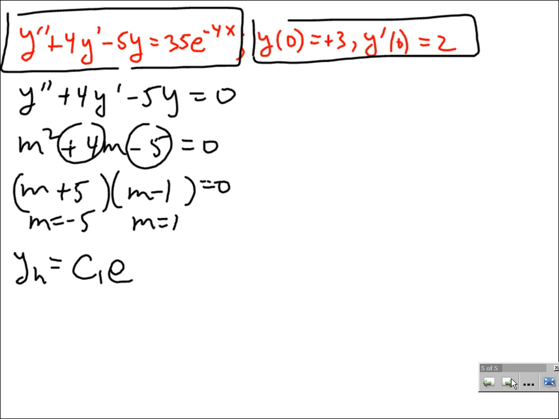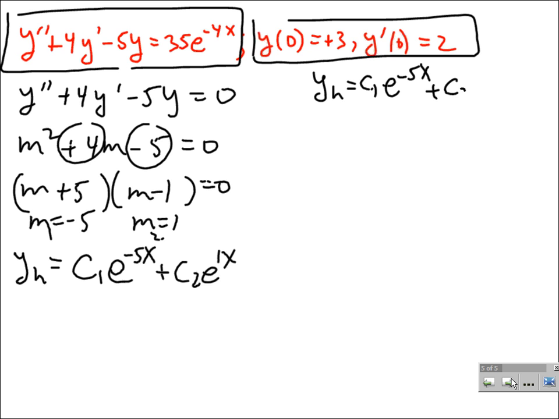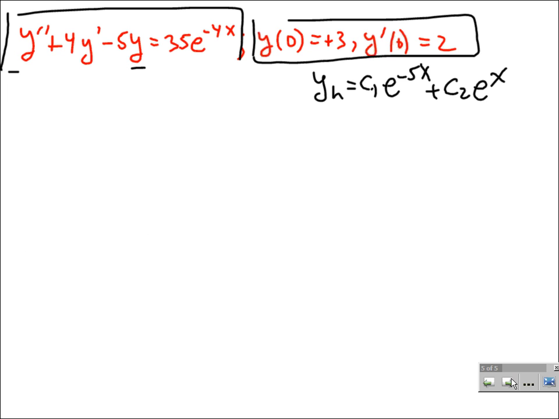It's c1 e to the m1x plus c2 e to the m2x, which is 1x, so just x. So I'll put y homogeneous here. And that part is done. Now I want to find a particular solution. I want to find a particular solution to the equation right above there.